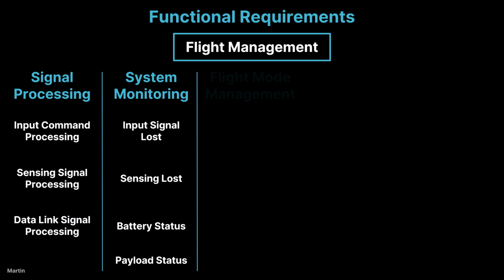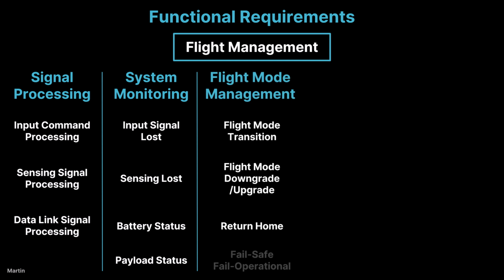issues. At its core, the flight management governs flight mode management, handling transitions between modes like manual, stabilized, autonomous, and emergency states. It also manages mode upgrades or downgrades based on flight conditions and supports fail-safe and fail operational behaviors such as automatic return to home.